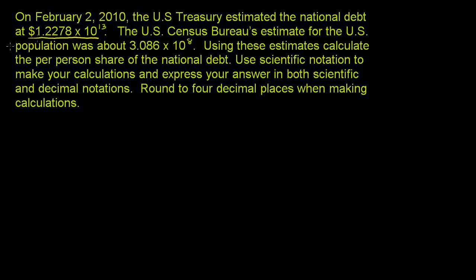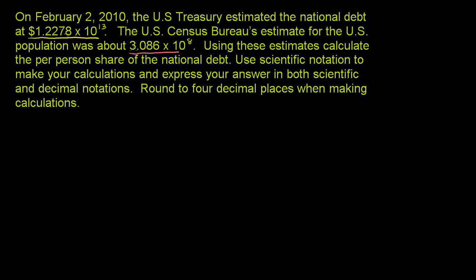Then they tell us that the U.S. Census Bureau's estimate for the U.S. population was about 3.086 times 10 to the 8th power. So this is a little over 300 million people. So that's an interesting number right there. It's the population. And then they say, using these estimates, calculate the per person share of the national debt.